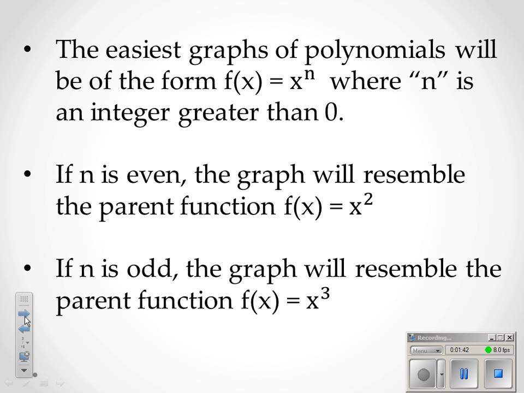If n is even, in other words, if the power of x is even, say x to the second power, x to the fourth, etc., the graph is going to resemble the parent function f of x equals x squared. So they will look parabola-ish. If n is odd, okay, so if you have an odd power, a 3, a 5, a 7 on your x, it's going to resemble the parent function of x cubed. The parent function x squared, we all remember, looked like a parabola. The parent function of x cubed, remember, was that little kind of curvy one.